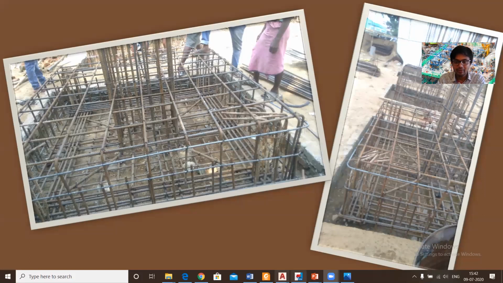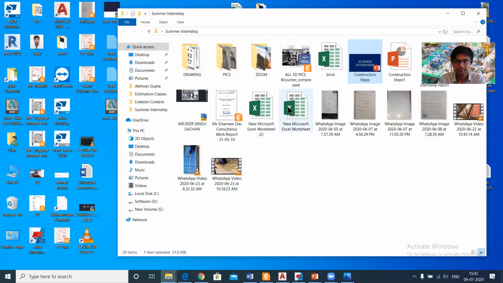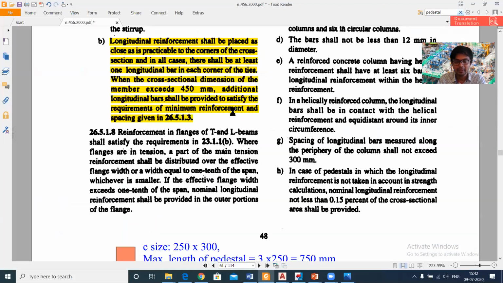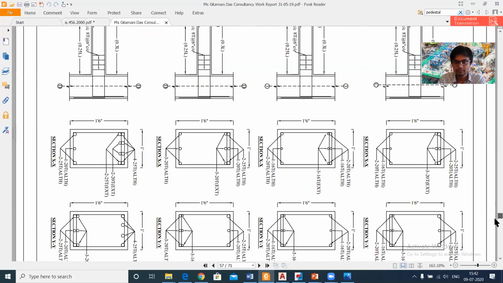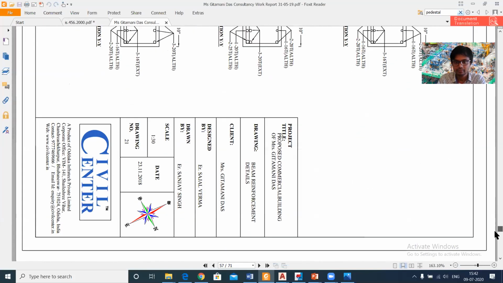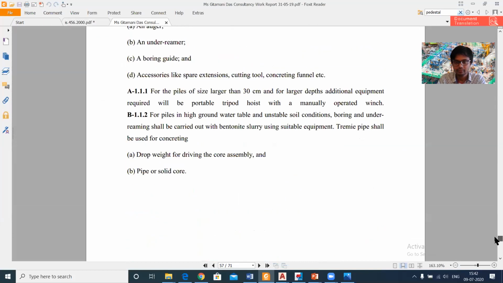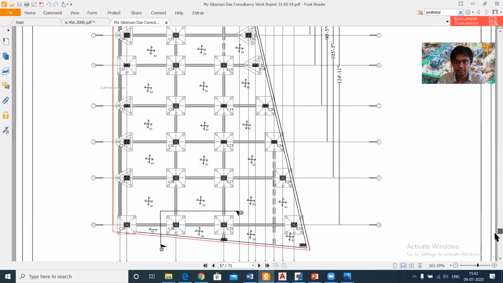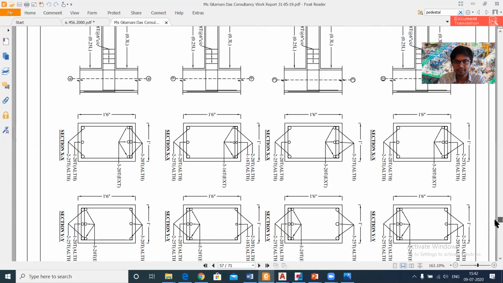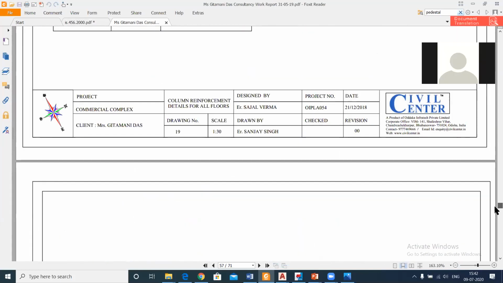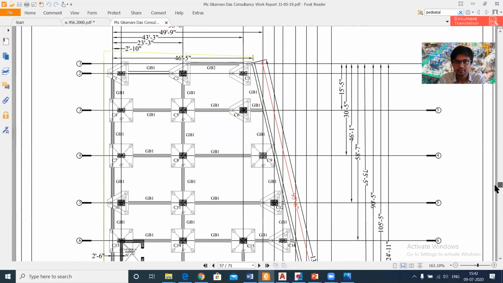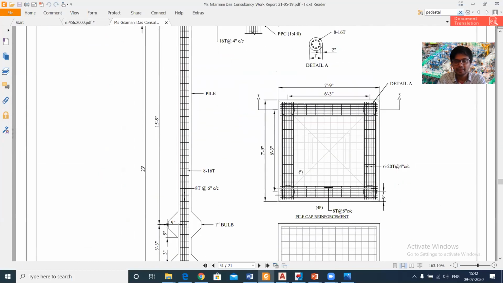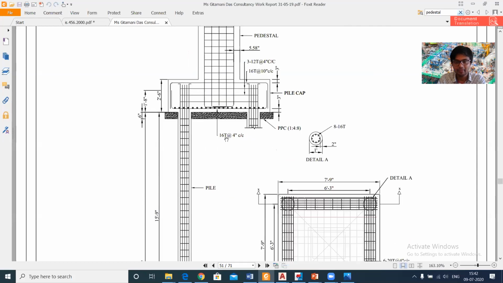So this is the reinforcement, and we'll go through the reinforcement drawings, as we did the footing drawings. It was also shown in the previous class, but we'll relate this. Now, yeah, this is the footing schedule. Now we'll go into the footing details. Yeah. So this is a 4 pile, and we have this pile cap.